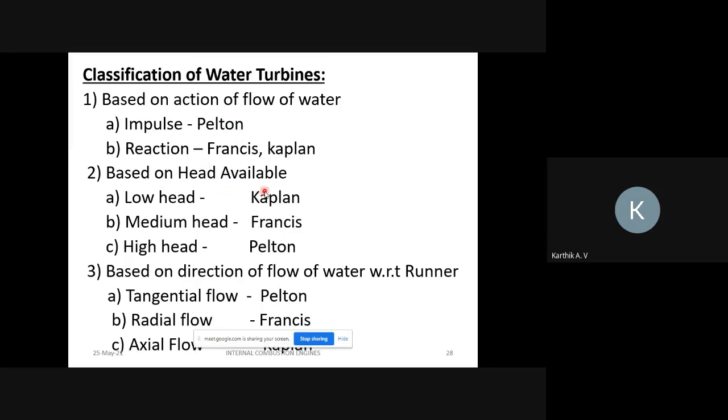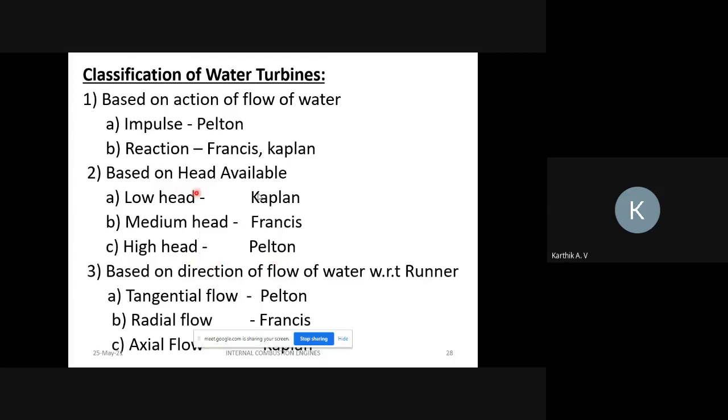Next, based on the head available, there are low head turbines, medium head turbines, and high head turbines. Low head is very low, up to 10 meters height is enough to produce power. An example is the Kaplan turbine. Medium head is 10 to 50 meters height, enough for producing power. That is the Francis turbine. High head is more than 50 meters, in fact more than 100 meters height is required for the Pelton turbine.